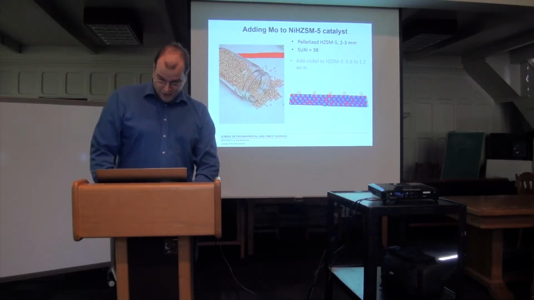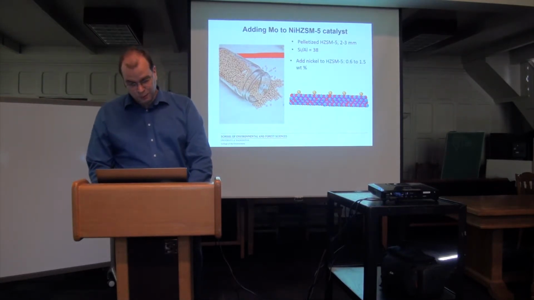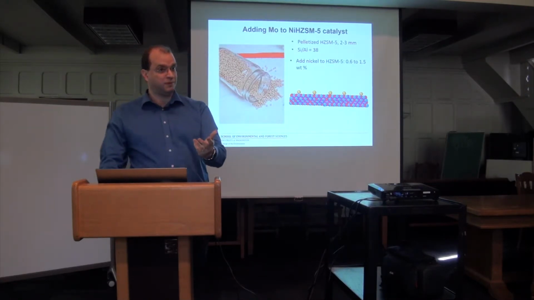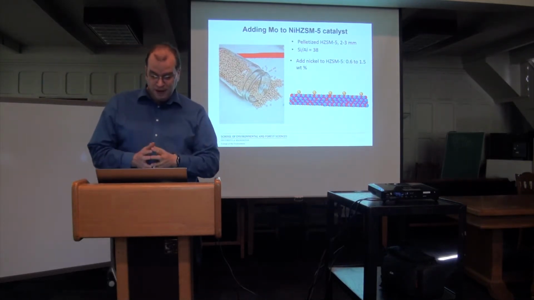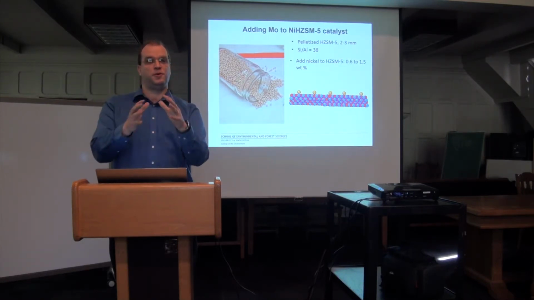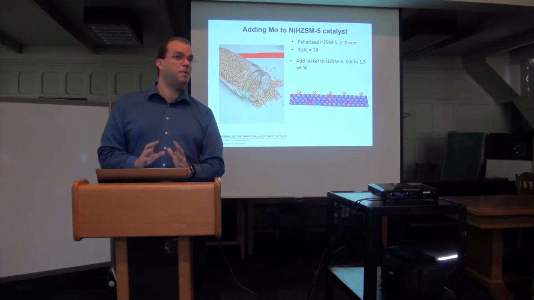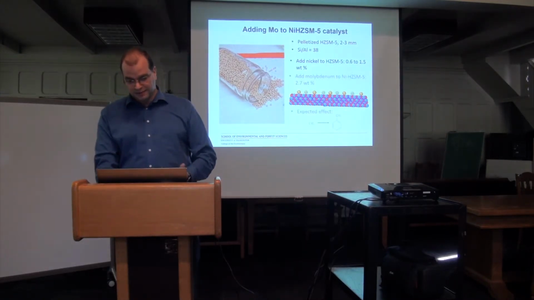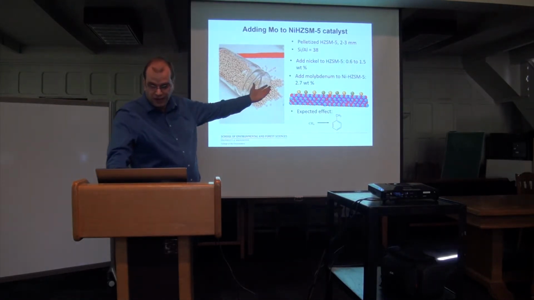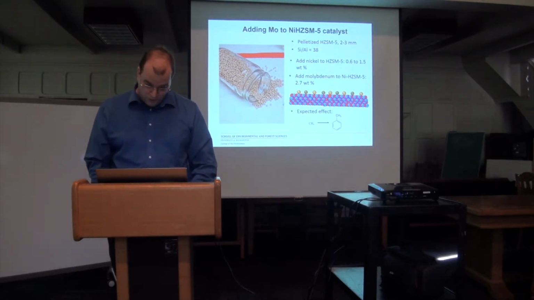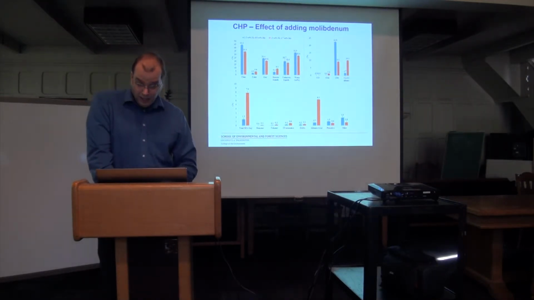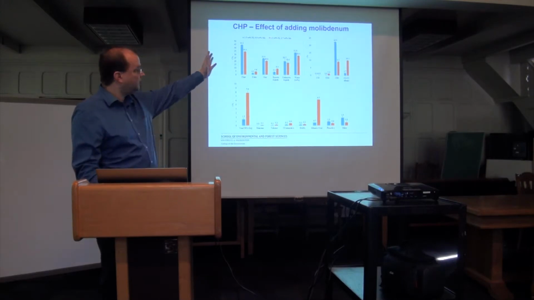So we get the nickel added to the HZSM5, and we went to the literature, and we verified that molybdenum metal has the ability to react with methane and actually oligomerize the methane into aromatic hydrocarbons. So the expected effect when we add molybdenum is that you're going to have lots of methane molecules assembling into aromatics. So we went ahead and did the experiment now with both nickel and molybdenum.